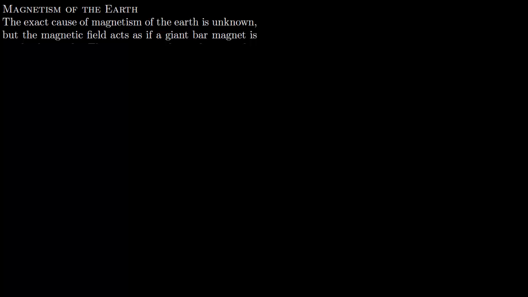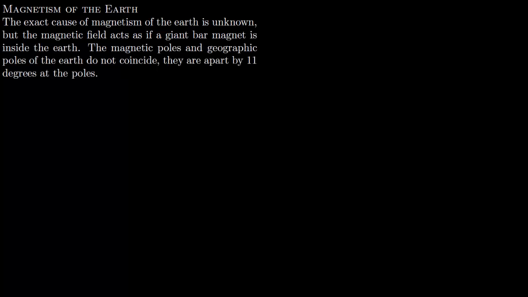We now talk about magnetism of the Earth. The exact cause of magnetism of the Earth is not known, but the magnetic field of the Earth acts as if there is a giant bar magnet inside the Earth. There is no giant bar magnet inside the Earth, that is for sure, but the magnetic field acts as if there is a giant bar magnet.